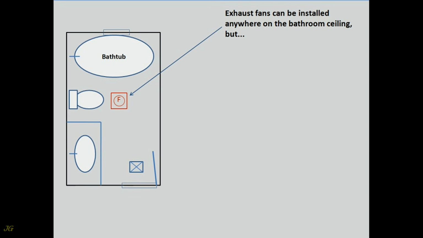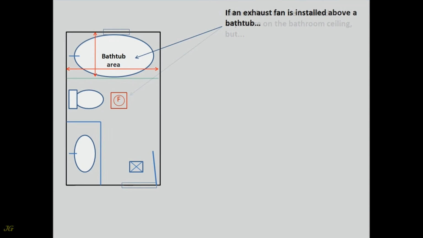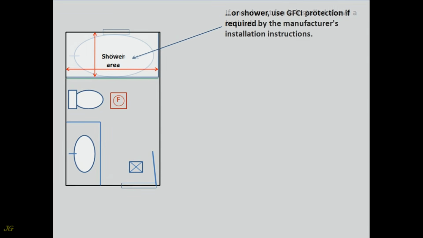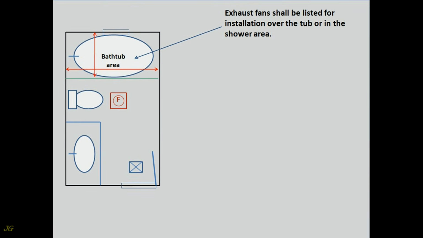Exhaust fans can be installed anywhere on the bathroom ceiling, but if an exhaust fan is installed above a bathtub or shower, use GFCI protection if required by the manufacturer's installation instructions. Exhaust fans shall be listed for installation over the tub or in the shower area.